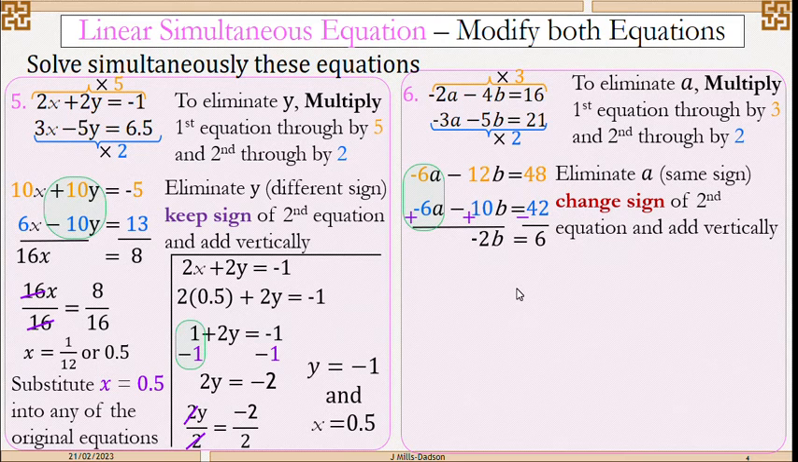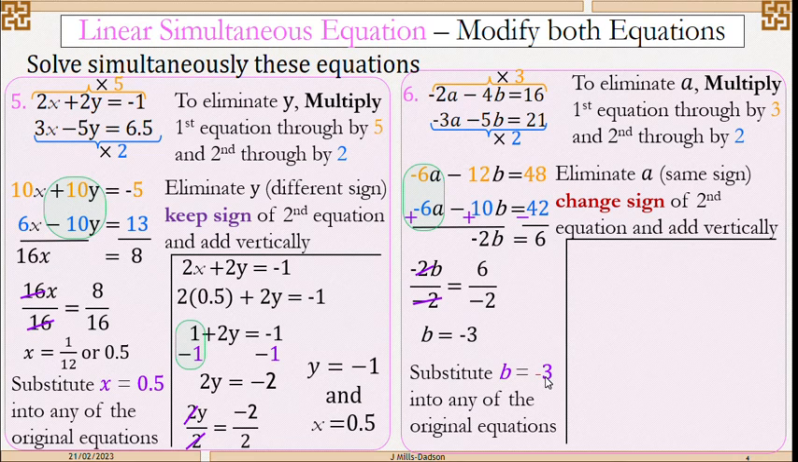Let's divide through by negative 2 to find b. So b will be equal to negative 3. Substitute b, which is negative 3, into the first equation. If I know b is negative 3, remember negative 4 plus negative 3, that will be a positive 12. You've got to be careful about this.